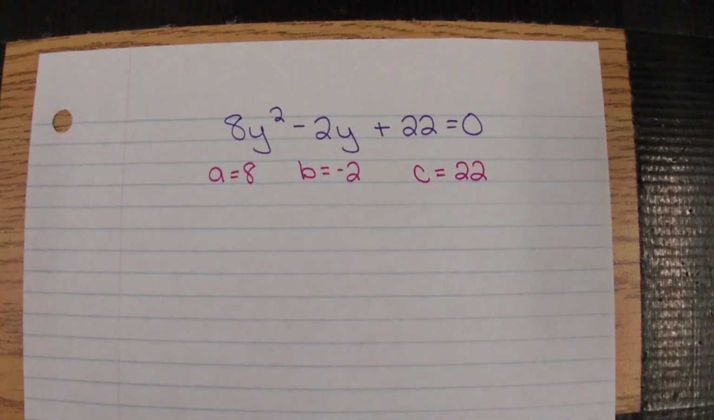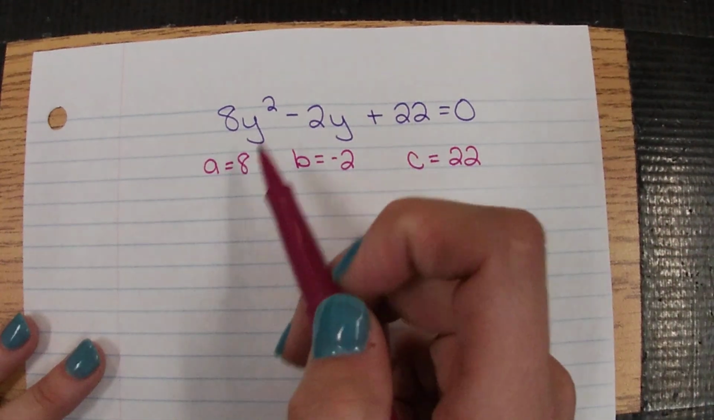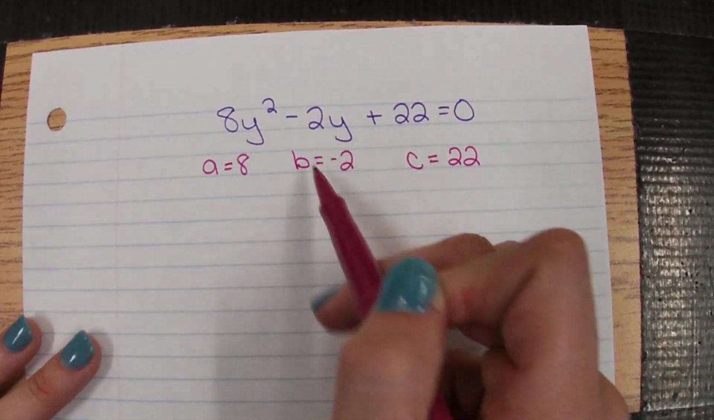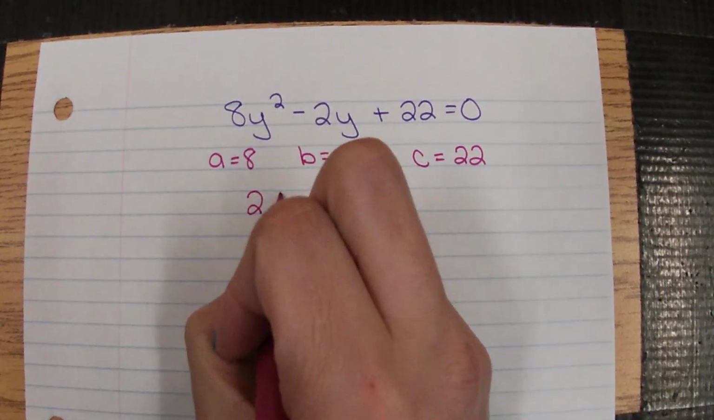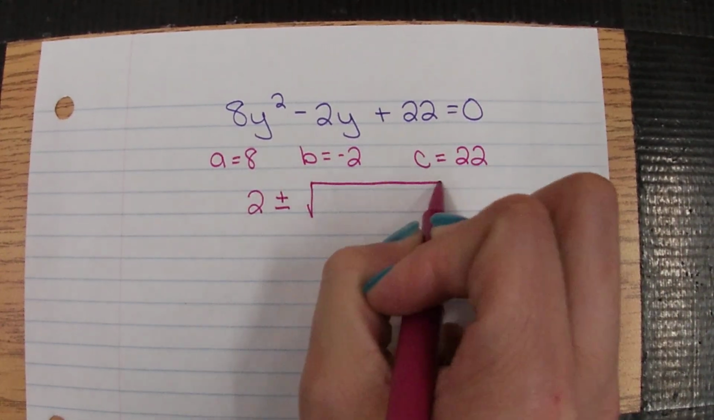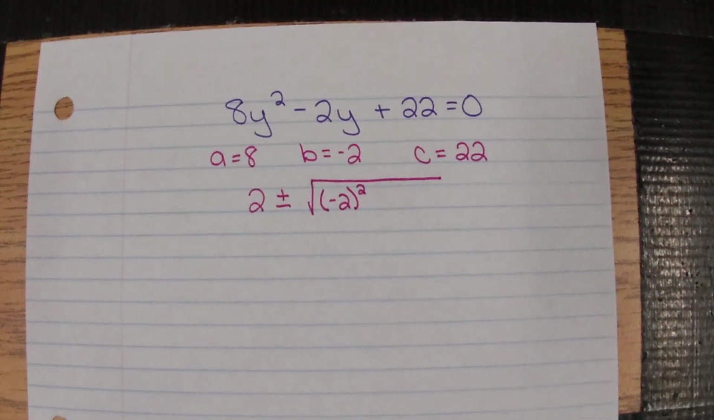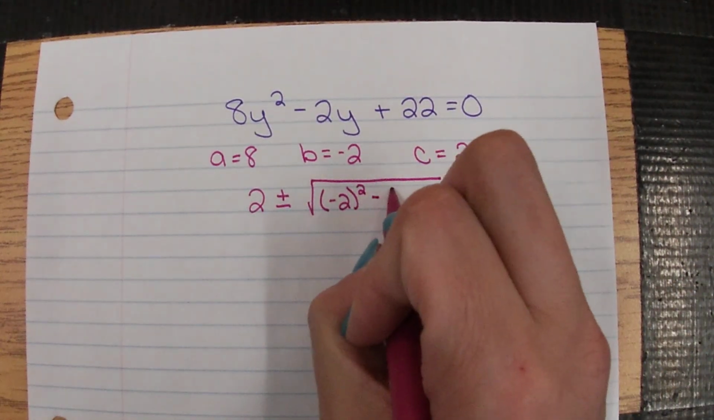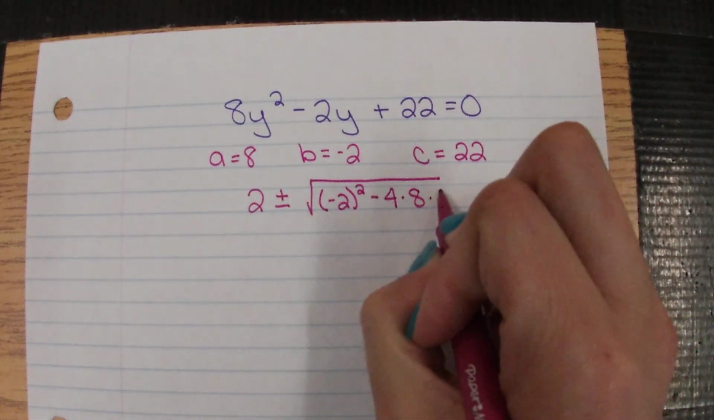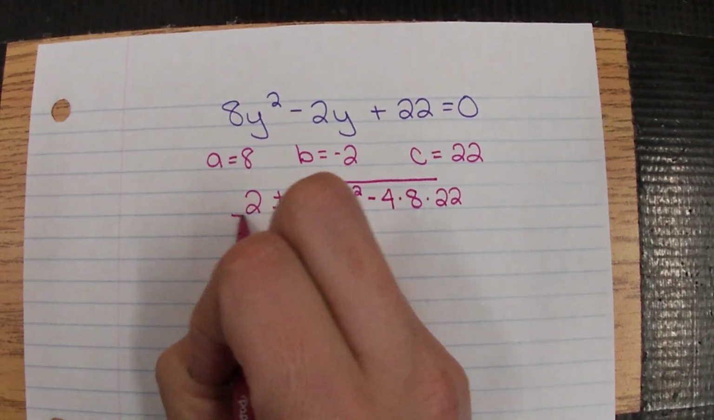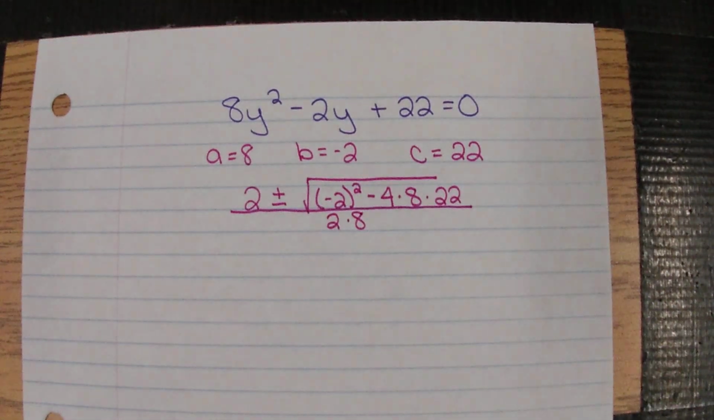Okay, so I'm going to start plugging this into the quadratic formula. So I'm going to say the negative of B. Well, B is already negative, right? So we said yesterday, if that's the case, we turn it into a positive. Plus or minus. If B is negative, we have to put it in parentheses when we square it. Minus 4 times A times C all over 2 times A.